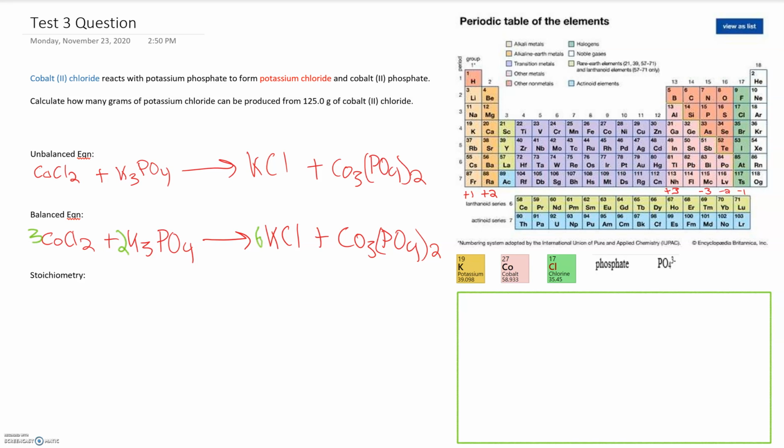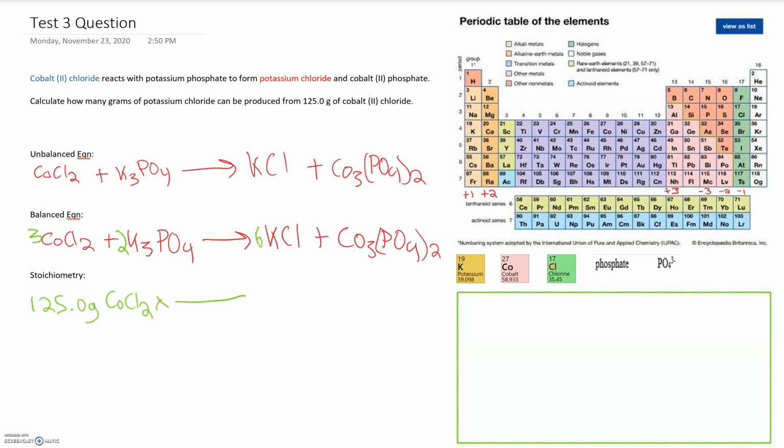The question is asking us to calculate how many grams of potassium chloride can be produced from 125.0 grams of cobalt-2 chloride. We'll start by writing 125.0 grams of cobalt-2 chloride. Next, we need to convert this into moles to get our mole ratio. We do this by multiplying it by 1 mole over the formula mass of cobalt-2 chloride.